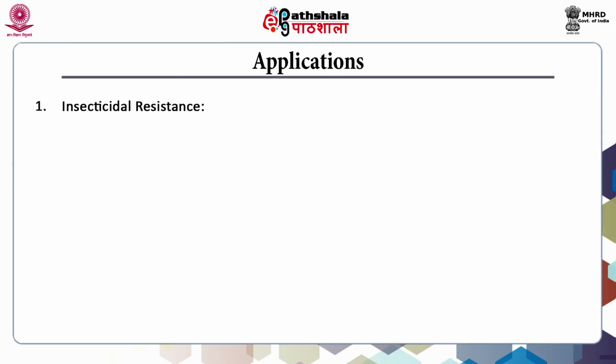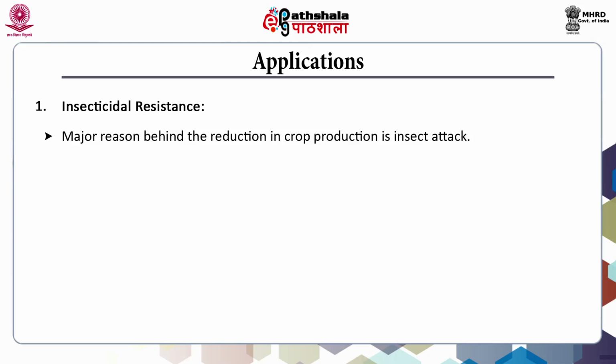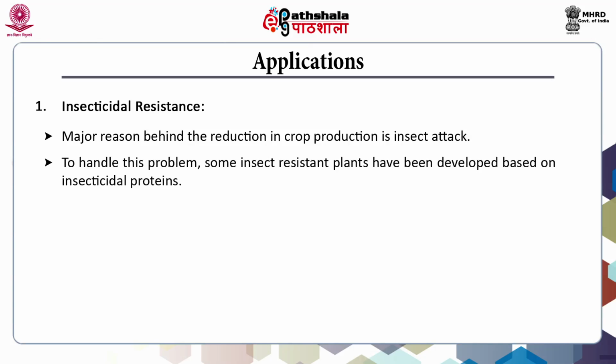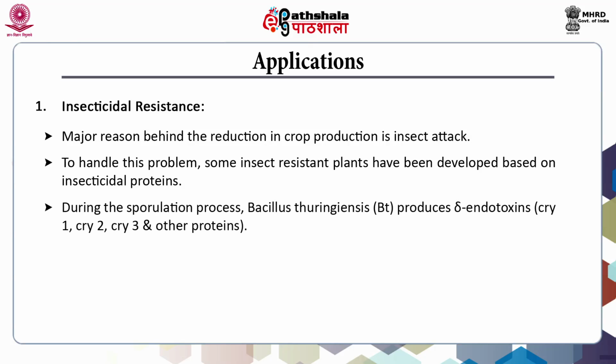Now first is insecticidal resistance. Major reason behind the reduction in crop production is insect attack. To handle this problem, some insect resistant plants have been developed on the basis of the insecticidal proteins. During the sporulation process, Bacillus thuringiensis, that is the bacteria, produces alpha endotoxins, Cry1, Cry2, Cry3 and other proteins.